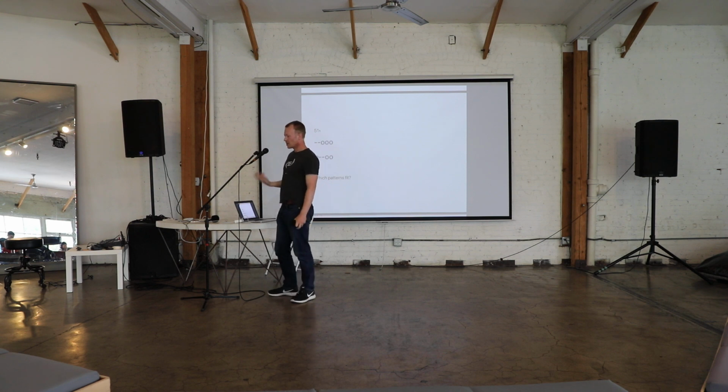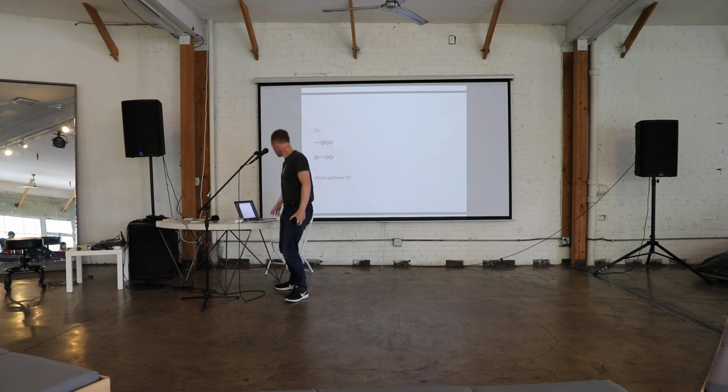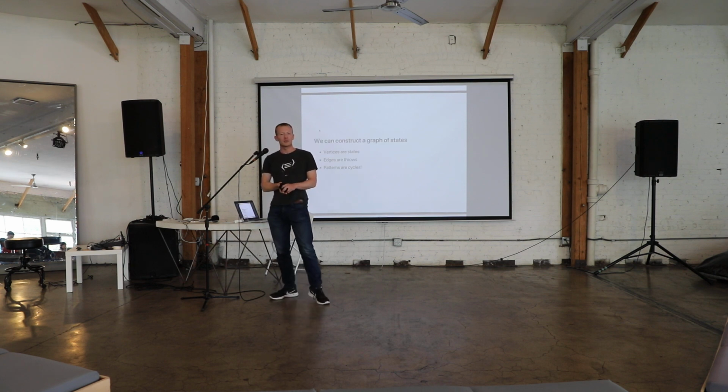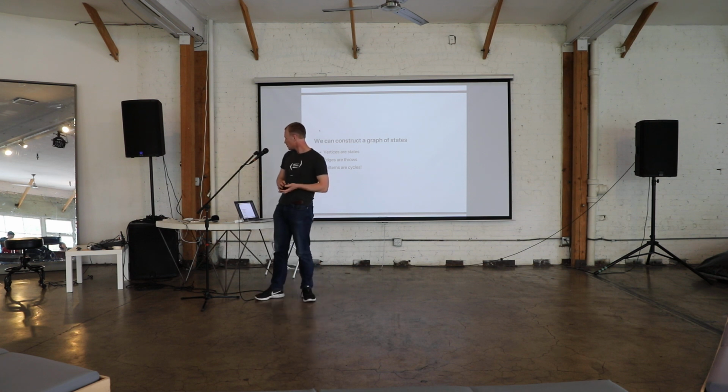But this graphical notation is enough to build up a graph of states and transitions, right? So if we do that, that's enough information to figure out which patterns are valid, and we'll find some new interesting patterns. Any questions? No? Okay, so we can construct this graph of states.